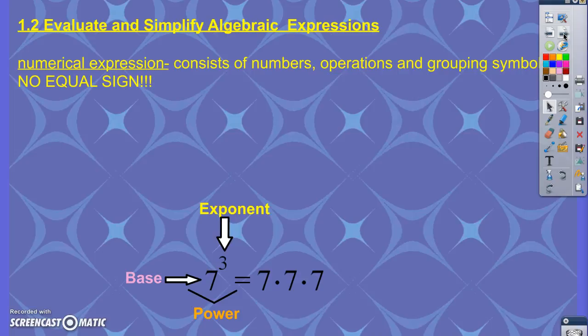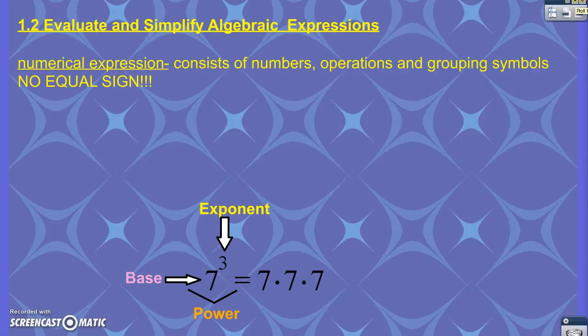Now the second lesson, 1.2, is called Evaluate and Simplify Algebraic Expressions. The first thing we have to start with is a definition, and it's called numerical expression. It consists of numbers, operations, and grouping symbols. What I mean by that is no equal sign. So you'll see ones you saw on the pretest, and you'll see it in the lesson. I'll ask you to evaluate an expression. You're not solving for the variable, you're just coming up with one single answer.